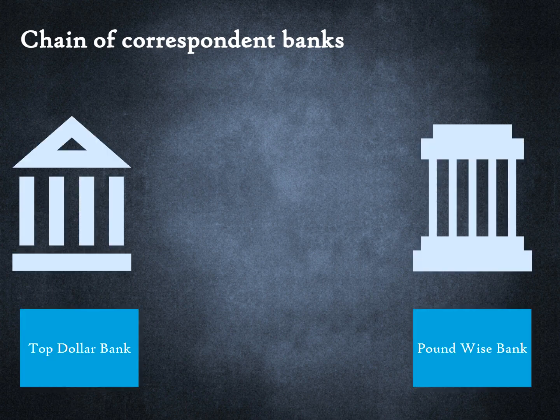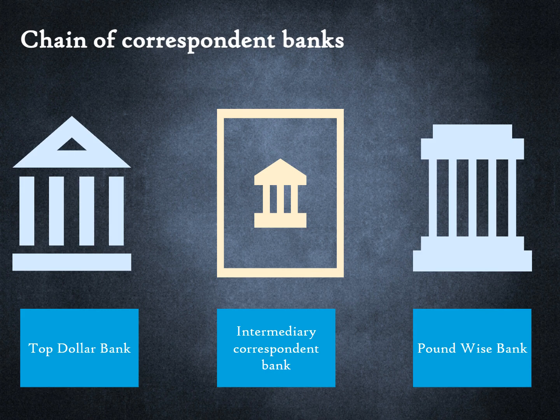What would have happened if Susan's bank did not have a correspondent relationship with Tom's bank? An intermediary correspondent bank that has relationships with both will come into the picture. The chain of correspondent banks can be quite long. SWIFT messages flow across the banks with debits and credits of Nostro accounts across the chain.